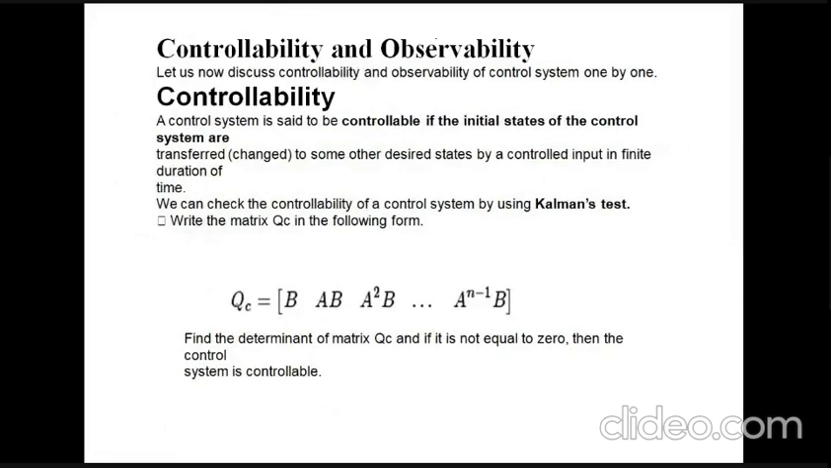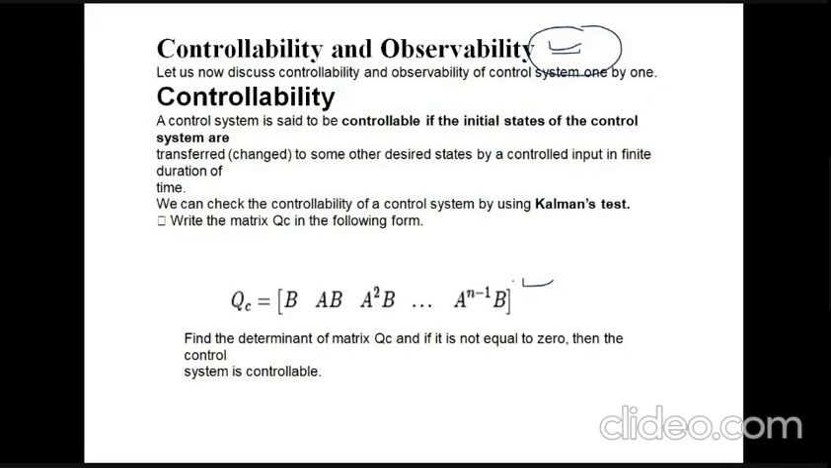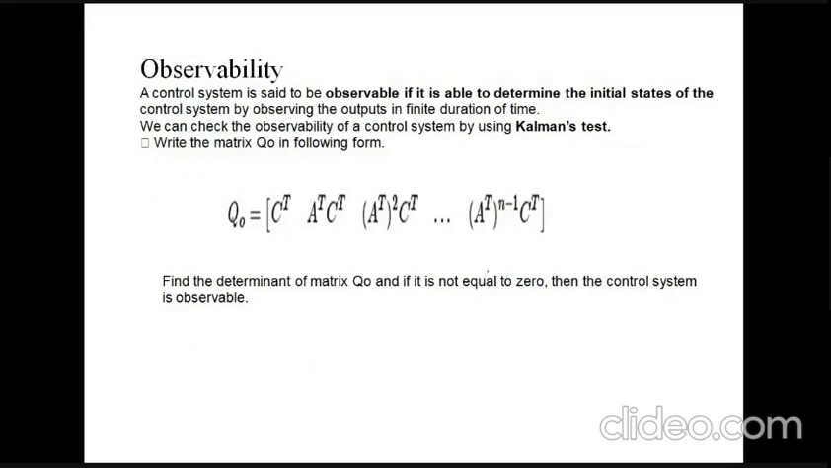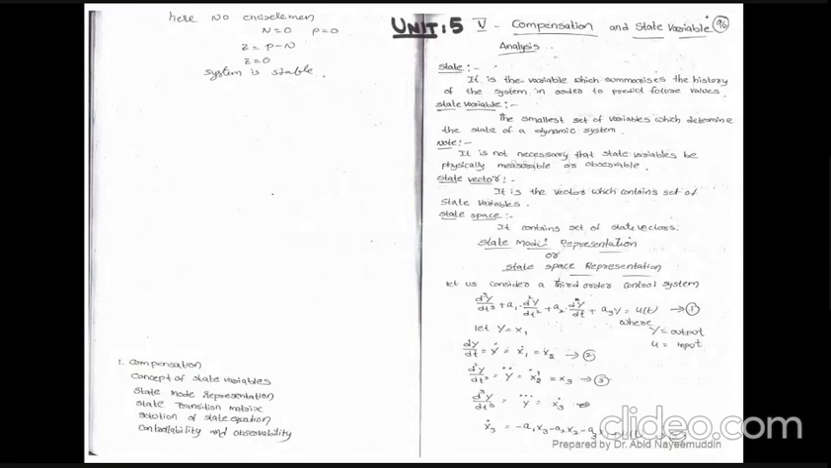So the last concept of your unit 5 is controllability and observability. Very easy concept. In the next week, this is the last topic of your syllabus. So we will be discussing controllability and observability, and the problems on this particular one. So overall, what I can say here is the first one is state model or state space representation.